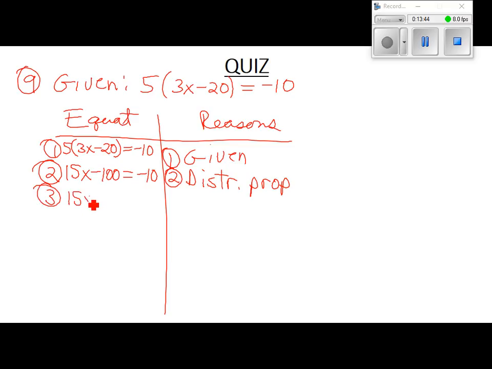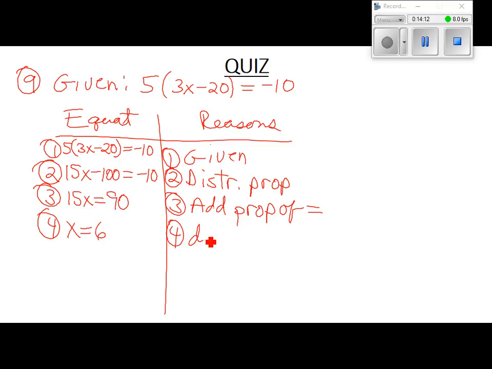15x equals 90. What do we do there? Addition. So if I just put add property, is that going to work? No. Of equality. Number 4. What do you do next? What do we get? X equals 6. Division property of equality. What's number 5 going to say?